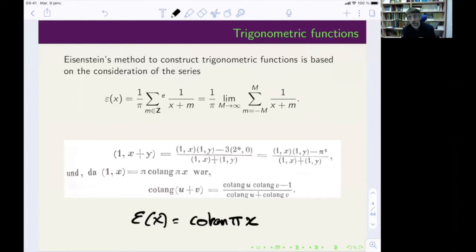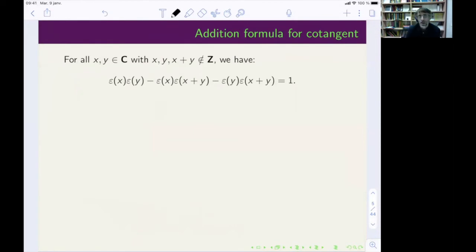But in the way to prove that, he proves a formula which is written here at the end of this quotation, the so-called addition formula for cotangent, which I will restate here. If you take two complex numbers which are not integers, and the sum of them is not an integer either, then you have this nice formula: epsilon x times epsilon y minus epsilon x times epsilon x plus y minus epsilon y times epsilon x plus y is equal to 1. So it's a constant equal to 1.